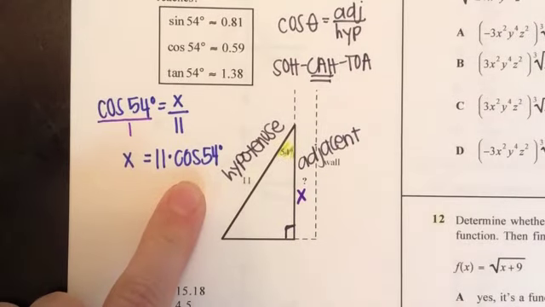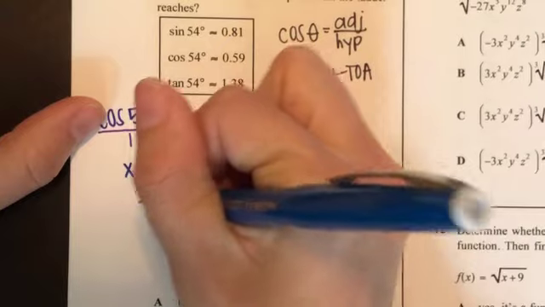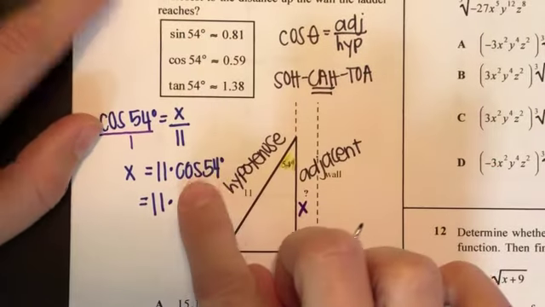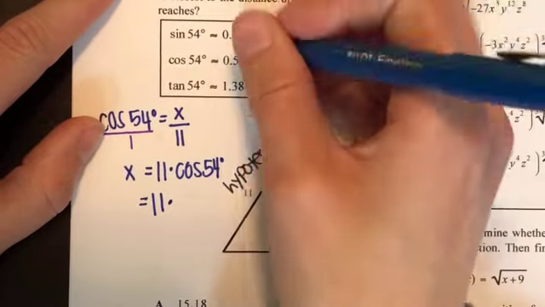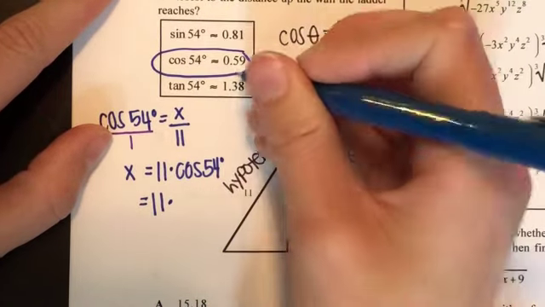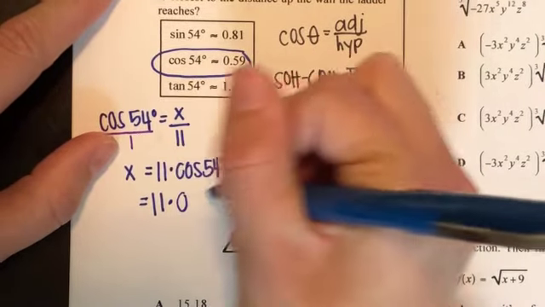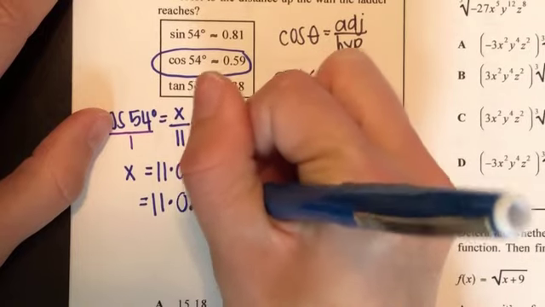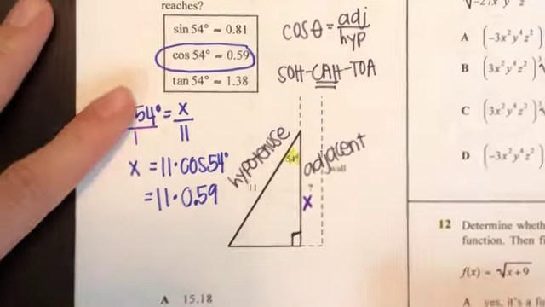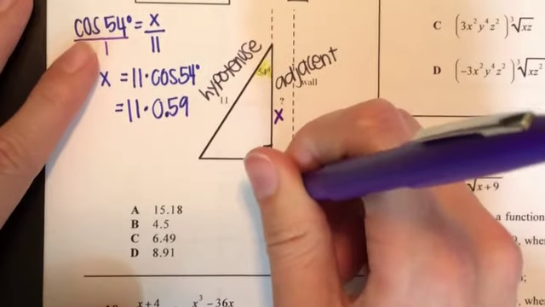So we are not able to use a calculator. So what I'm going to do is look up here in this box. They tell me cosine 54 is about 0.59. So I'm going to use 0.59 and plug that in for cosine 54 because I know cosine 54 is about 0.59. So I'm going to be multiplying 0.59 times 11. I'm going to do that down here.